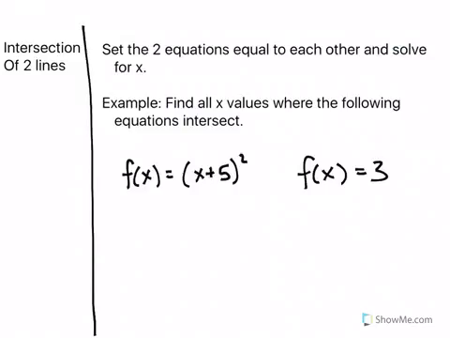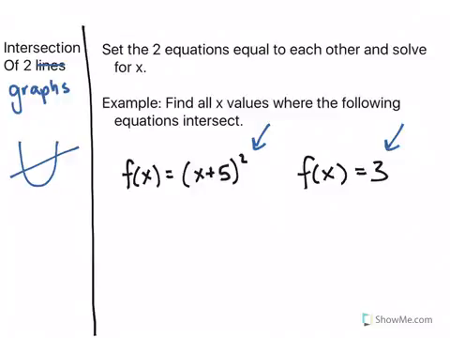Let's look at a different type of problem that you'll probably see in your homework tonight. This is when we're looking at the intersection of two graphs. Technically two graphs, not two lines. I say two graphs because in this case we have one quadratic function and one linear function. So technically we're looking at a parabola and a line that cross, and we're looking for the two places that these equations intersect.